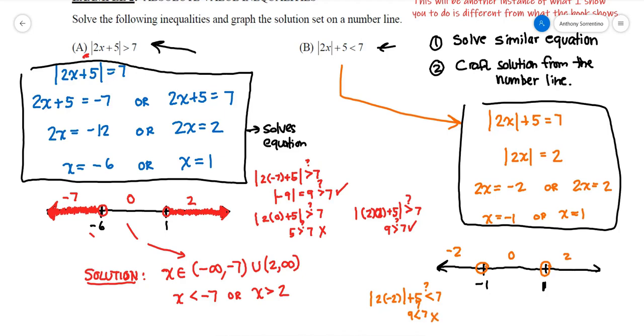If I use the 0, I'm going to have absolute value of 2 times 0 plus 5. Is that less than 7? Well, 2 times 0 is 0. The absolute value of 0 is 0.